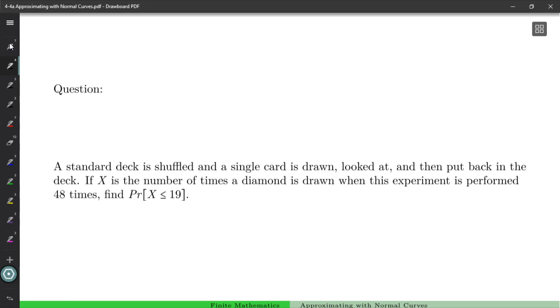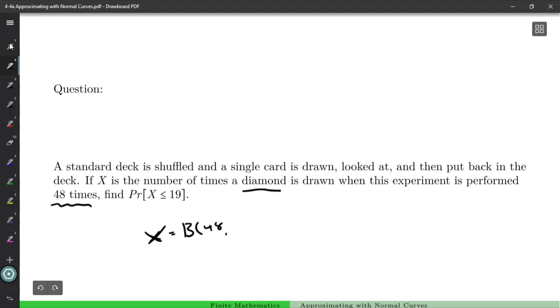So notice that we're interested in just one outcome, either it's diamonds or not, and we're performing the same experiment over and over and over again. And the probabilities aren't changing because we're putting our card back into the deck. So this is a binomial random variable. At least that's what the X is, a binomial random variable.